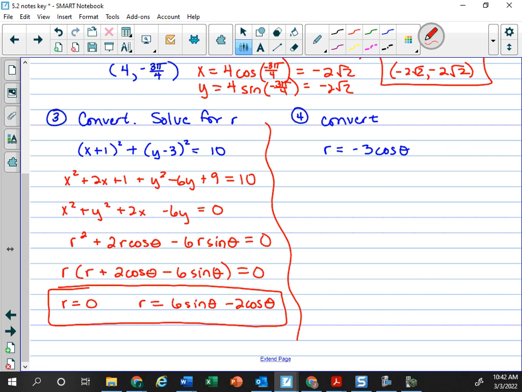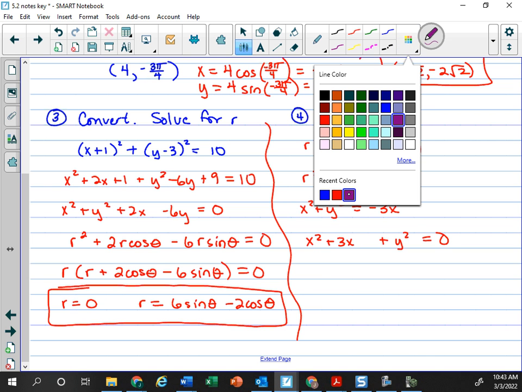All right, number 4. Do you recognize it's a circle right away? Yeah, and we have to multiply by r. So multiply by r, I get r squared equals negative 3r cosine theta. X squared plus y squared equals negative 3x. Bring that over. Leave some space because what do we get to do?